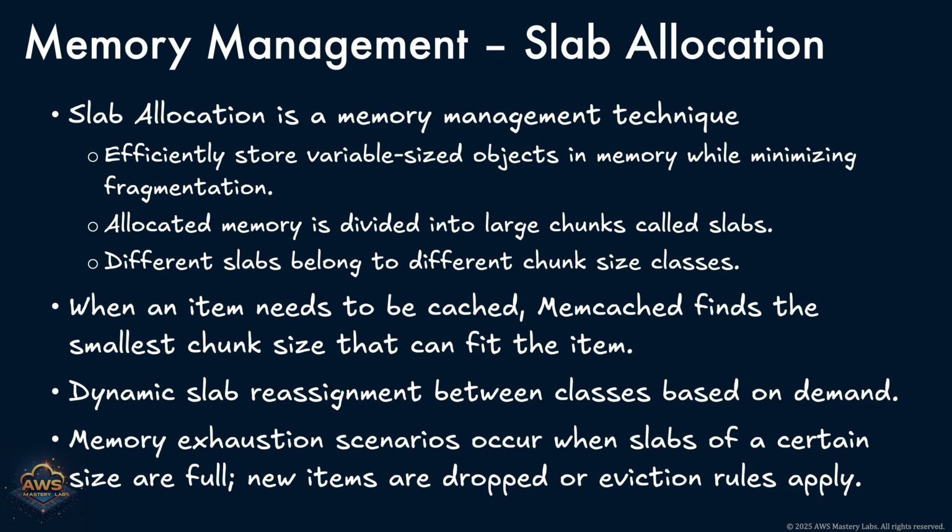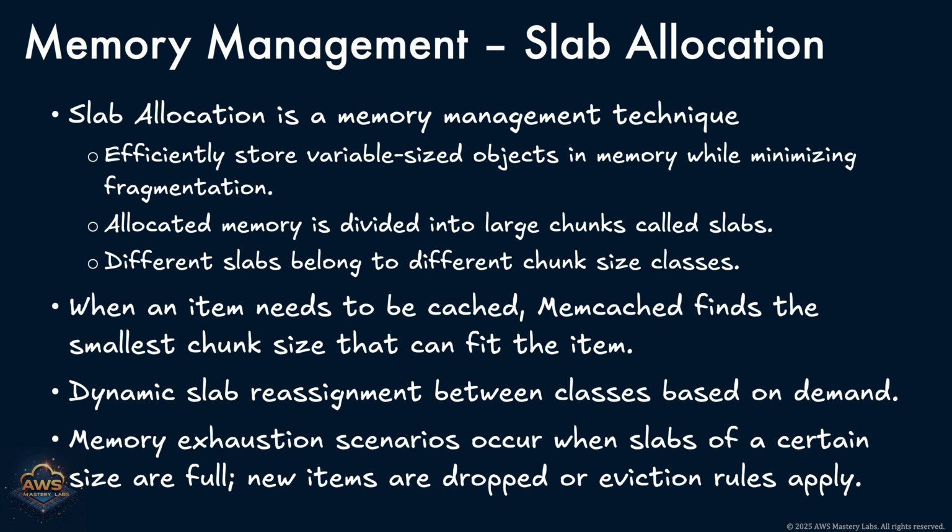Over time, some slab classes might fill up faster than others, depending on how your application's data evolves. This is where slab rebalancing comes into play. Memcached can intelligently reassign slabs from slab classes with low usage to those experiencing high demand, allowing the system to adapt on the fly without restarting or significant downtime.